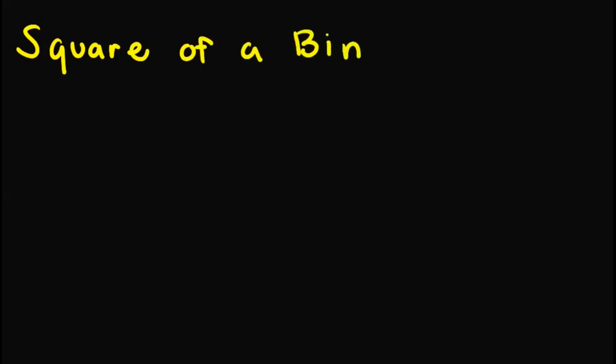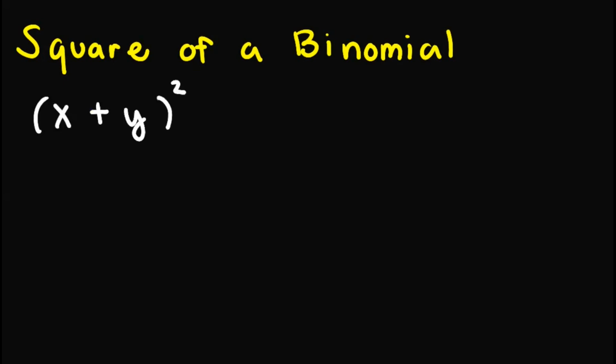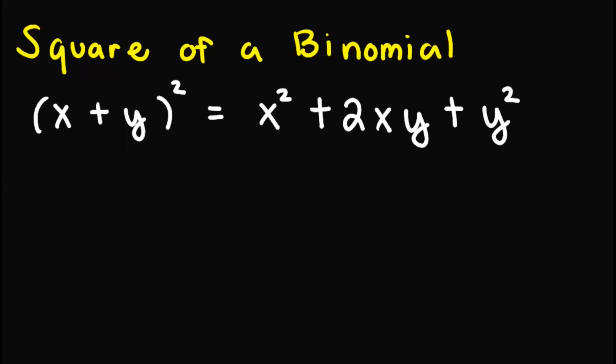Let's move on to the next one. This is called the square of a binomial. Now for this one, if we have x plus y squared, the outcome is x squared, or the square of the first term, plus 2 times the first term and the second term, plus the square of the last term.